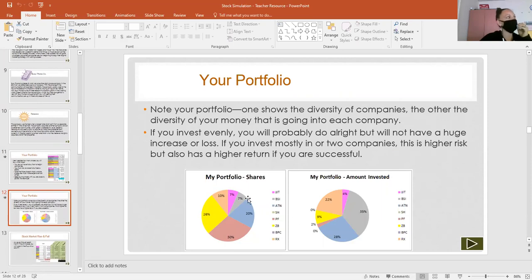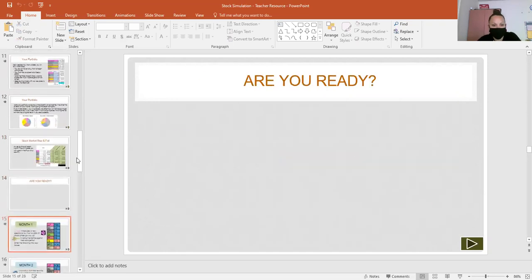The more diverse, you'll probably do all right. Higher risk if you only focus on a few companies, but you could have a higher success. Okay.